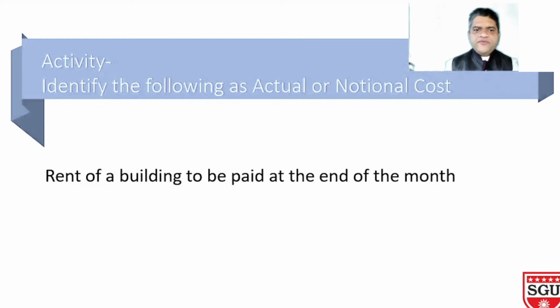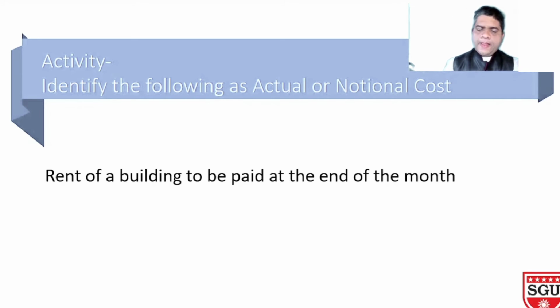Now, sometimes the premises on which the business activity takes place may be taken on rent. If it is taken on rent, we are going to pay that rent at the end of the month. Again, we enjoy the benefit, we use that premises for various business activities. But if you want to really calculate the cost of a particular day, we also need to consider the rent that we are going to pay. We have not yet paid, but we are going to pay at the end of the month. Is it actual or notional?